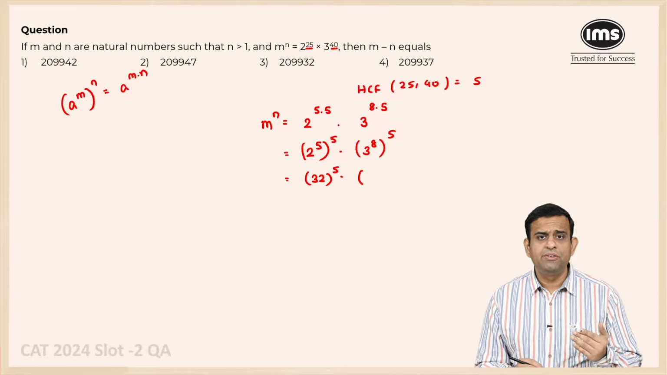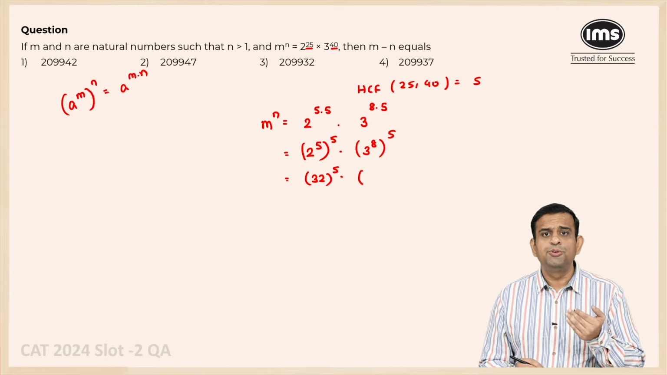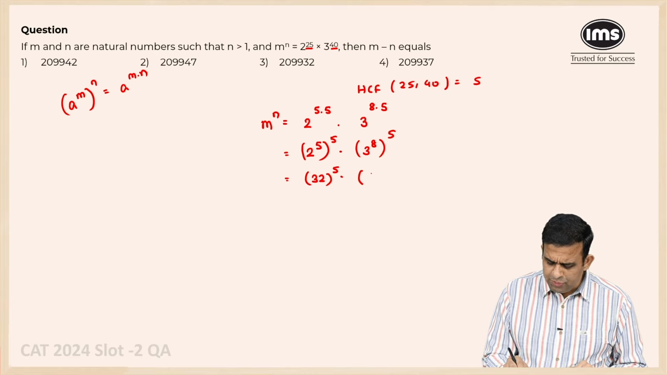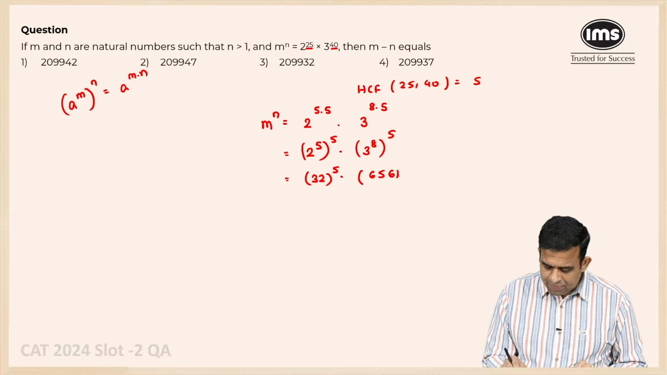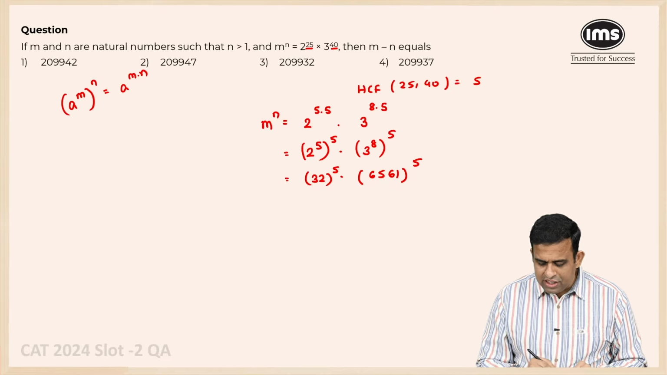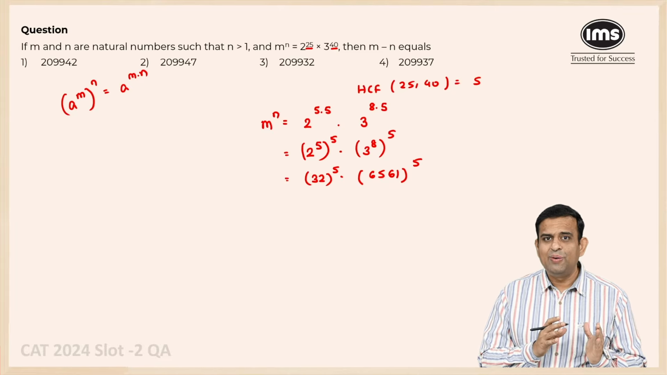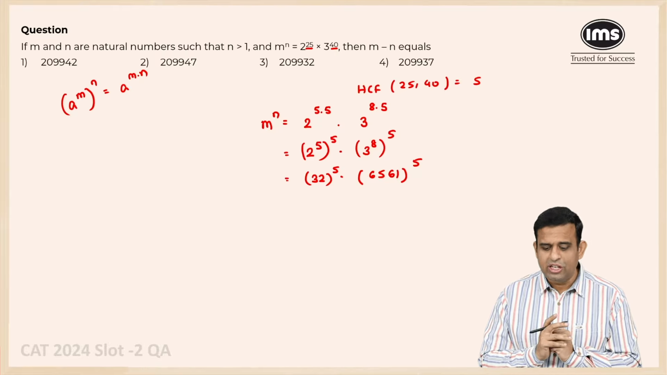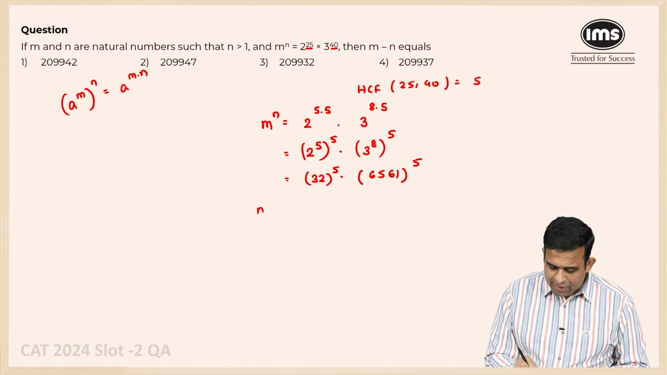So, 3 power 4 is 81. 3 power 8 is nothing but 3 power 4 whole squared, or 81 squared, which happens to be 6561. And now at this point, a power n into b power n I can write as a into b whole raised to n. So I can write m power n as equal to 32 into 6561 whole raised to 5.